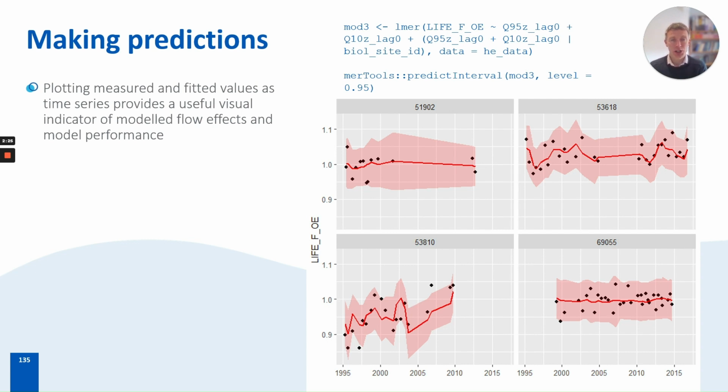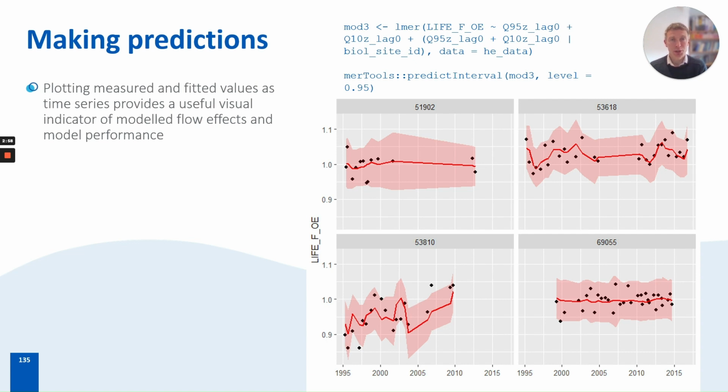A simple way of extracting predictions from the model, including a prediction interval, is to use the predictInterval function from the merTools package. This provides us, as I say, with a central estimate, a central prediction of the, in this case, the LIFE OE ratio for each sample in our dataset. And the prediction interval, which we can tune, describes the range of values within which we are confident a certain percentage of our data will fall.